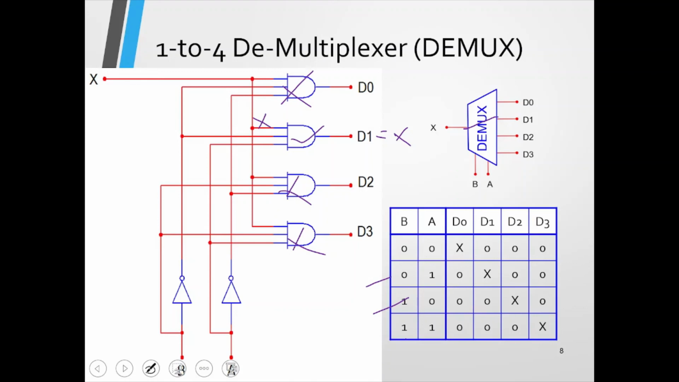So these multiplexers and demultiplexers can be used in combination in all the application circuits wherever needed. Okay, so that is all about the working of these multiplexers and demultiplexers.